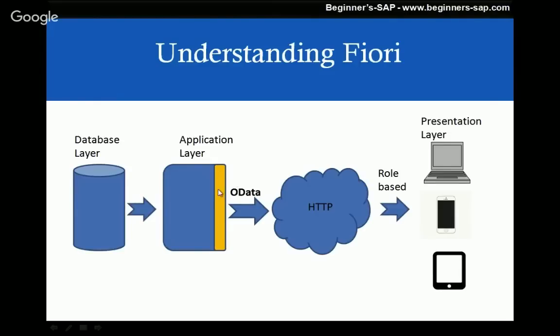We understood what is SAP NetWeaver Gateway. Basically, the gateway is what will convert our internal table to OData format. Okay, we understood what is SAP UI5. Can I say OData is intermediary between ABAP and internet?